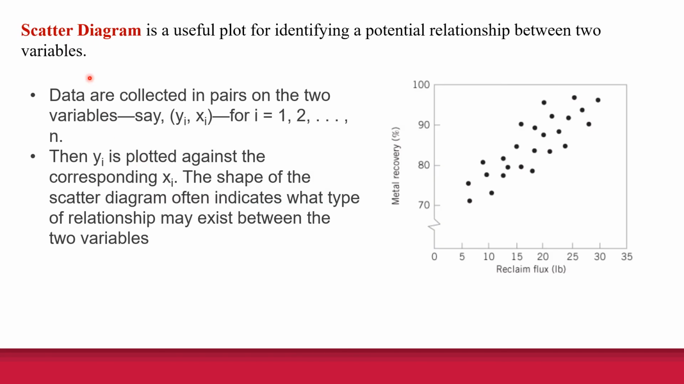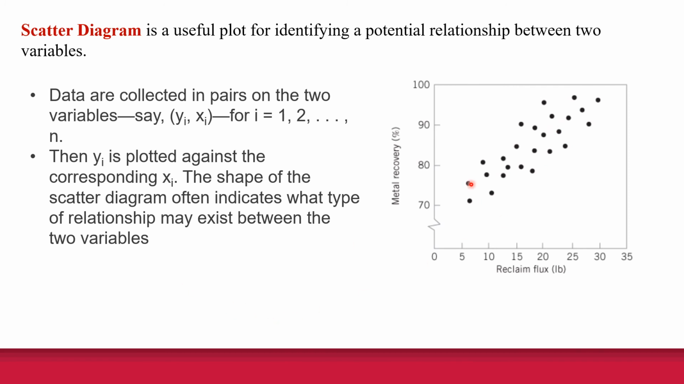The next one is what's known as the scatter diagram. This is useful for plotting and identifying a potential relationship between two variables. So here, for example, again, I got this out of the book. It says reclaimed flux and metal recovery. It could be height and weight or whatever. You've got two variables you want to plot. You want to see how they relate.